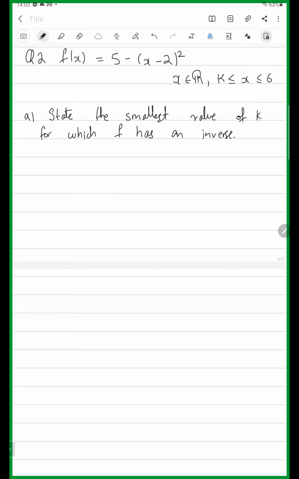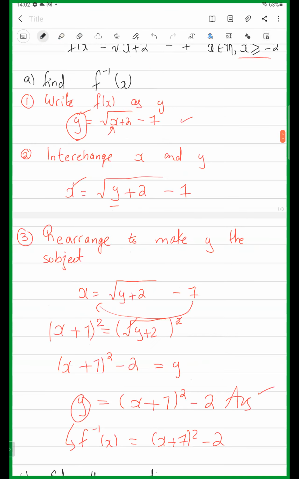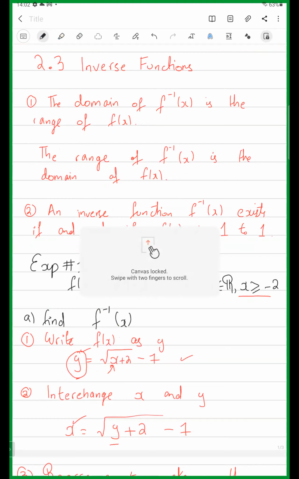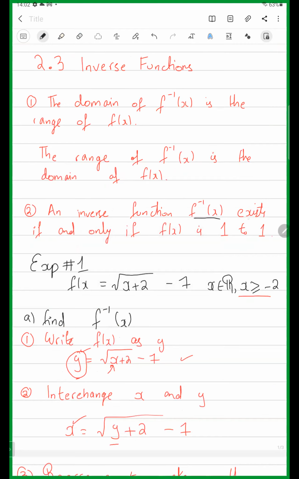But the question says, state the smallest value of k for which f has an inverse. Okay, let's scroll up and see where exactly we have discussed this. Okay, here it is. An inverse function f inverse of x exists. So this means that the inverse of any function exists if and only if f of x is 1 to 1. Okay, now we know what exactly 1 to 1 means.